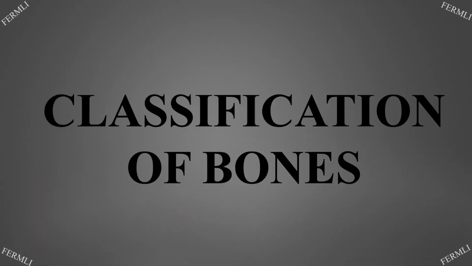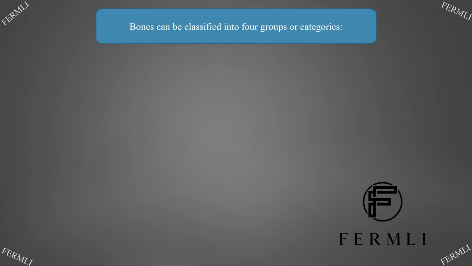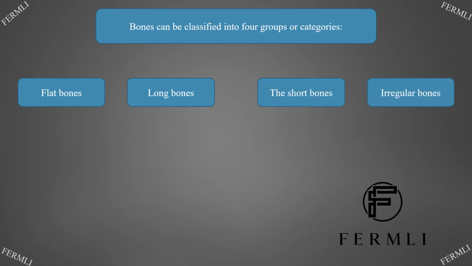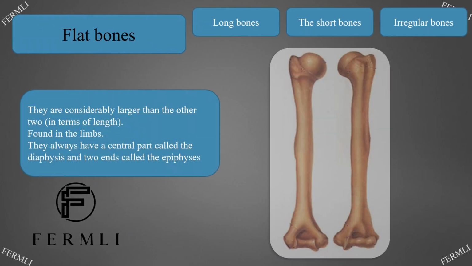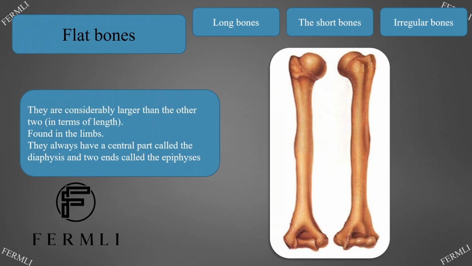Classification of bones. Bones can be classified into 4 groups or categories: flat bones, long bones, short bones, irregular bones. Long bones are considerably larger than the other 2 in terms of length. Found in the limbs, they always have a central part, called the diaphysis, and 2 ends called the epiphyses.